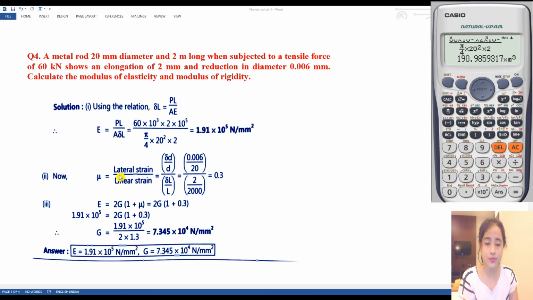Right? So lateral strain क्या है? Change in its diameter by original diameter. Linear strain क्या है? Change in length by original length. Diameter पे changes कितना दिया है? यहाँ पर 0.006 दिया है. So we have 0.006 divided by original diameter 20 दिया है. अब यहाँ पर linear strain is change in length by original length. Change in length कितना दिया है? 2 mm दिया है. So we have 2 divided by उसका original length 2 meter long है. So mm पे convert किया तो it will be 2 into 10 raised to power 3. So let us find mu.